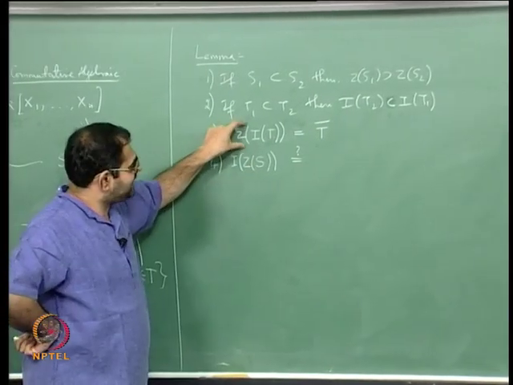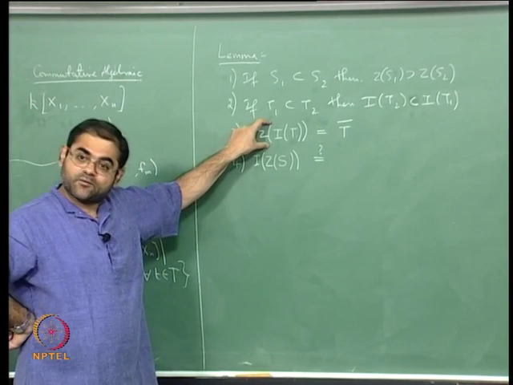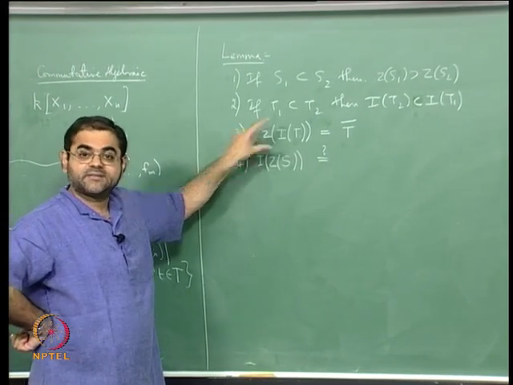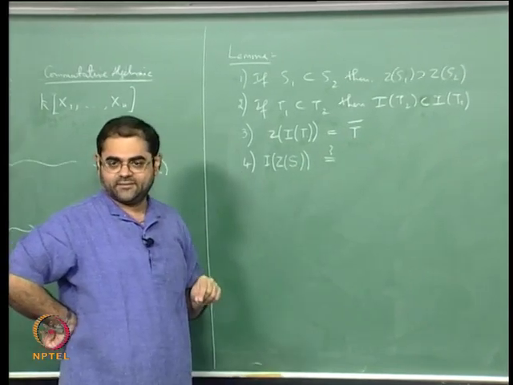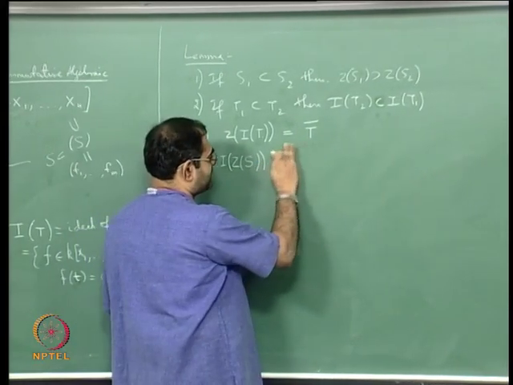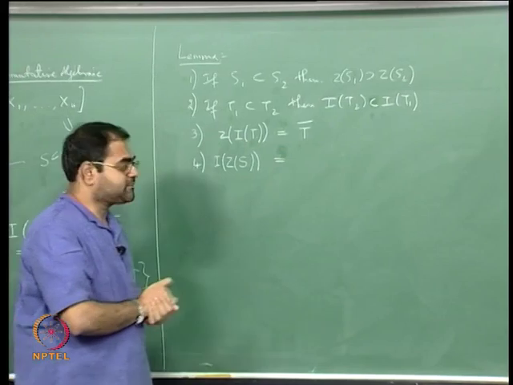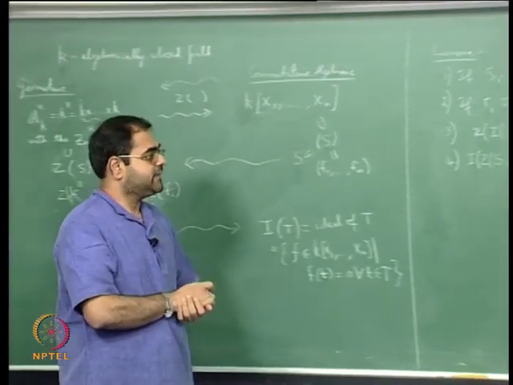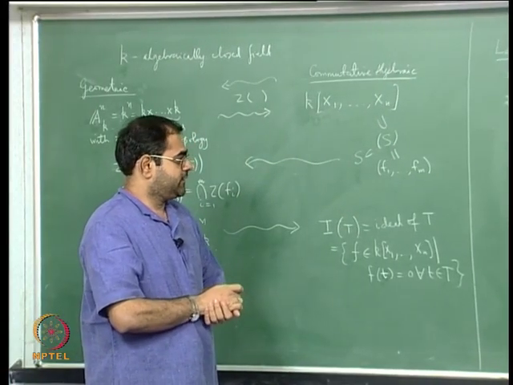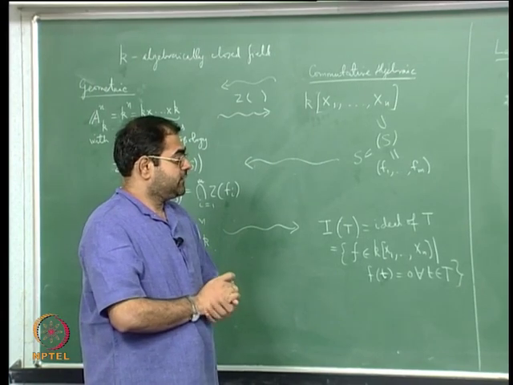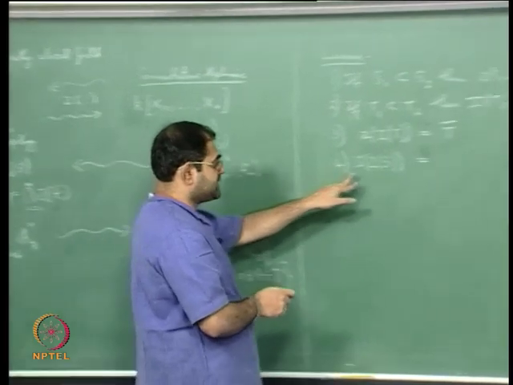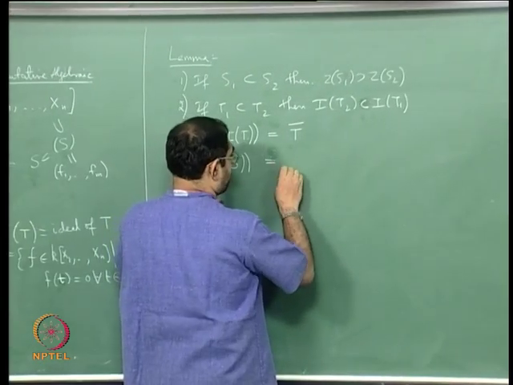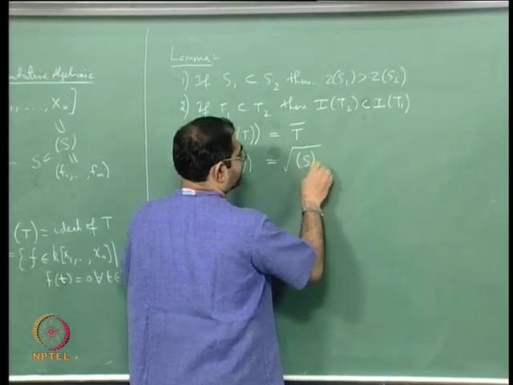So it's clear that this contains T, and it's a closed set containing T, but the fact is that it is the smallest closed set which contains T, and therefore it is T closure. Okay, and as far as this is concerned, this involves the commutative algebra version of the Nullstellensatz. So what it says is that this is just the radical of the ideal generated by S.